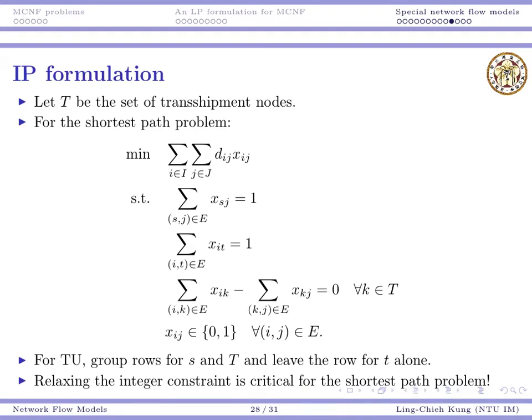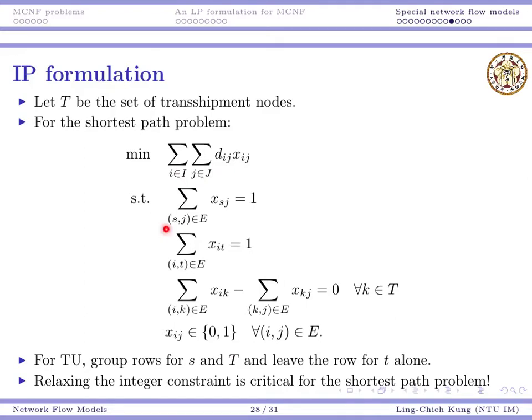Okay, so again, this problem can be formulated as an integer program. Suppose T is the set of transhipment nodes. Then for our shortest path problem, it will be like this. Again, we want to minimize the total cost. But here, Xij will be either 0 or 1. We either go through arc ij or not. If we go through it, then the cost must be collected in our objective function.